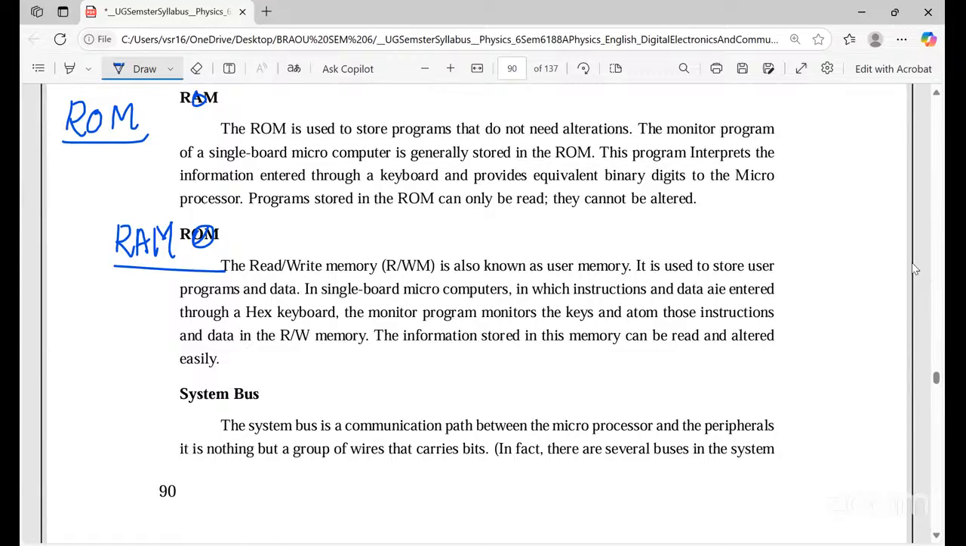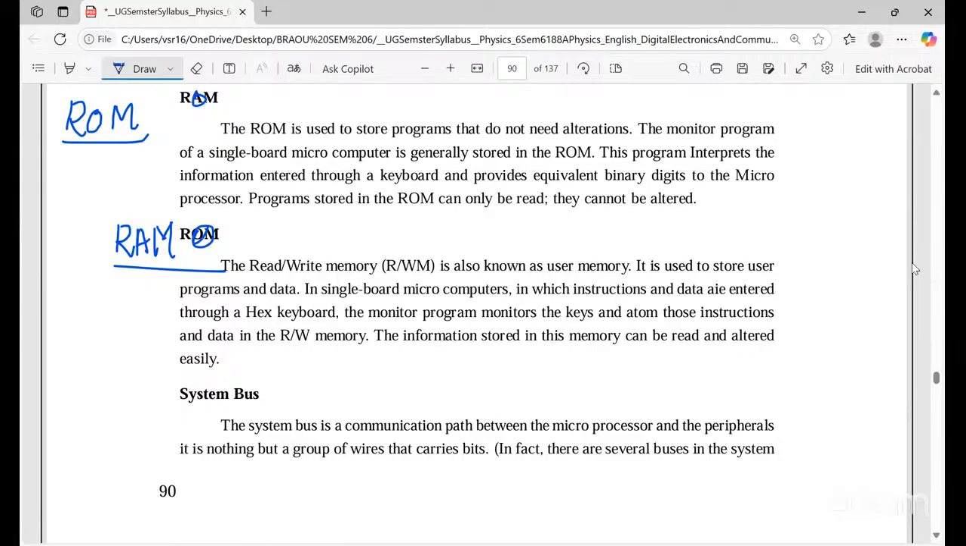Next is the RAM, that is, the read or write memory, which is also known as user memory. You can store the data by using the program, and in single board microcomputers, the instructions and the data can be altered so that you can easily enter them through a hex keyboard.